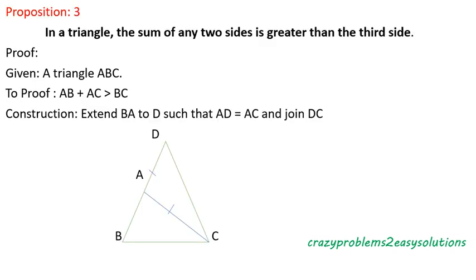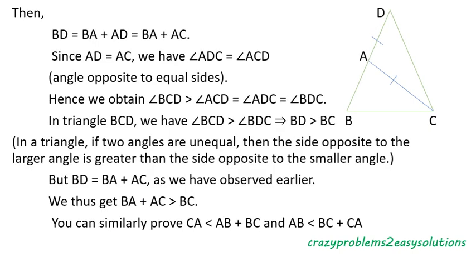And the last one, proposition 3. In a triangle, the sum of any two sides is greater than the third side. That is, any two sides together are greater than the third side. Proof. Given triangle ABC, we have to prove that AB plus AC is greater than BC. So now we have to construct for the proof. Extend BA to D such that AD equals AC, and join D to C. Then BD equals BA plus AD.